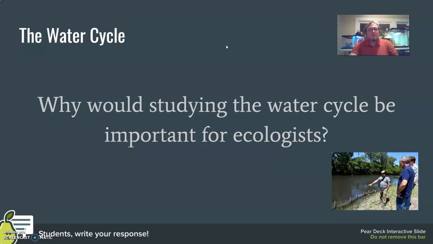So think about, why would studying the water cycle be important for ecologists? We already talked about how all living things rely on water to survive. Obviously, water conservation is a big deal for us as we start talking about droughts and dry conditions that cause a lot of natural disasters related to that. Water is something we need to be concerned about on that level, but we also need to think about it in terms of the environment and how the environment is supported by water as well. So think about, why is studying that cycle important for ecologists as well?